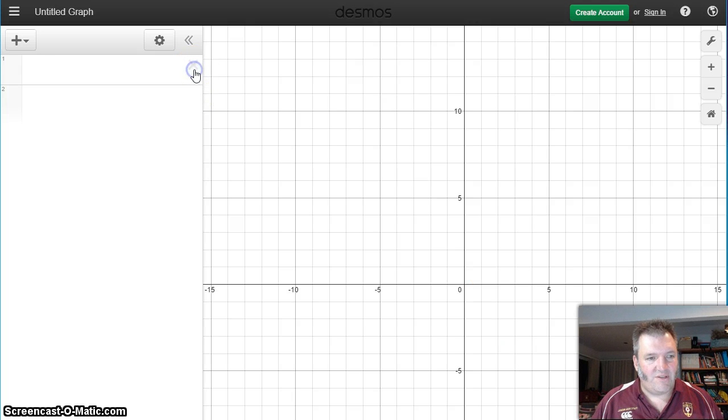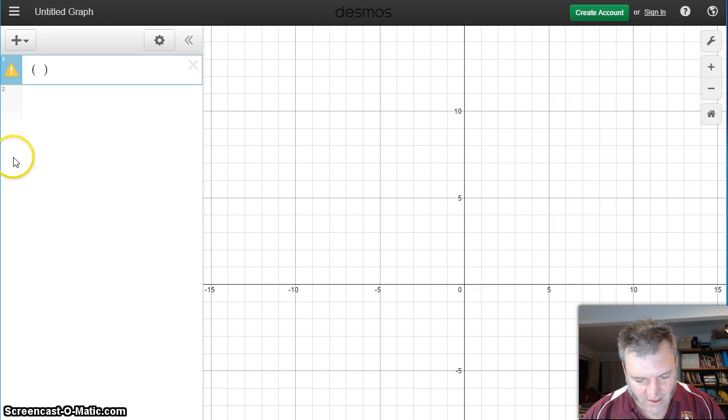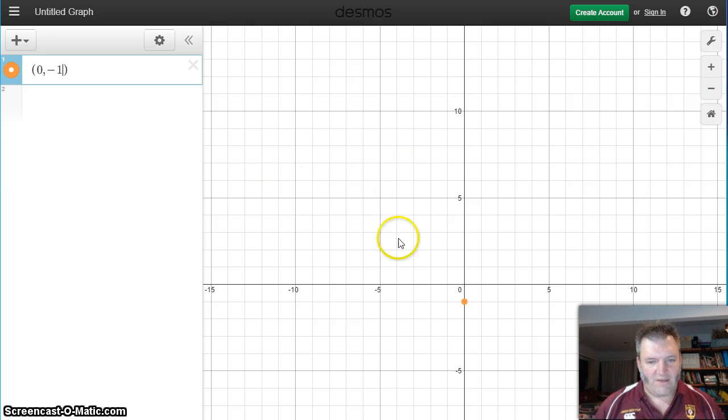So the equation we're trying to sketch is y equals 2x minus 1. The y-intercept is -1, so I'm just going to put a point in at -1. How would I do that? I'd say the x-coordinate is 0 and the y-coordinate is -1. And you can see that point's turned up there now.